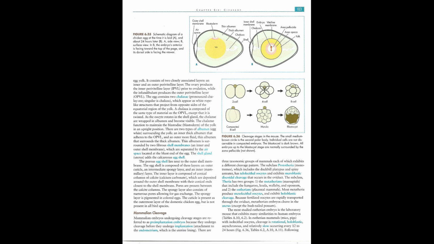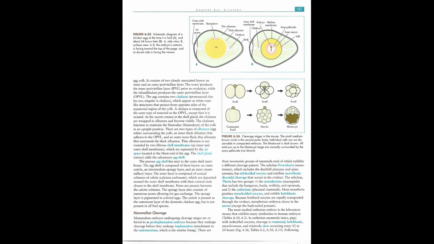A chalaza is composed of the same type of material as the OPVL, except that it is twisted. As the oocyte rotates in the shell gland, the chalazae are wrapped in albumin and become visible. The chalazae function to maintain the blastodisc (blastoderm) of the yolk in an upright position.